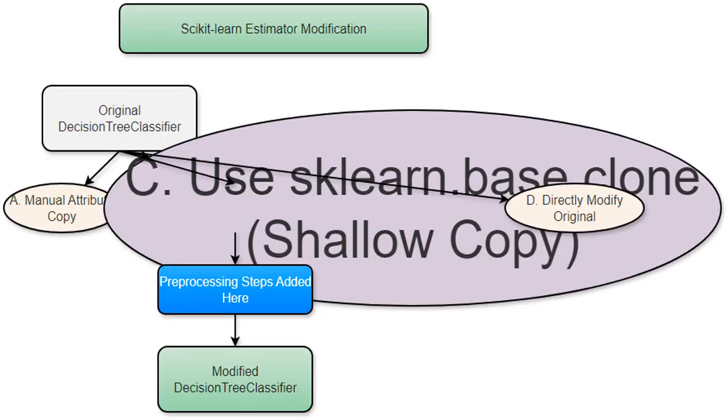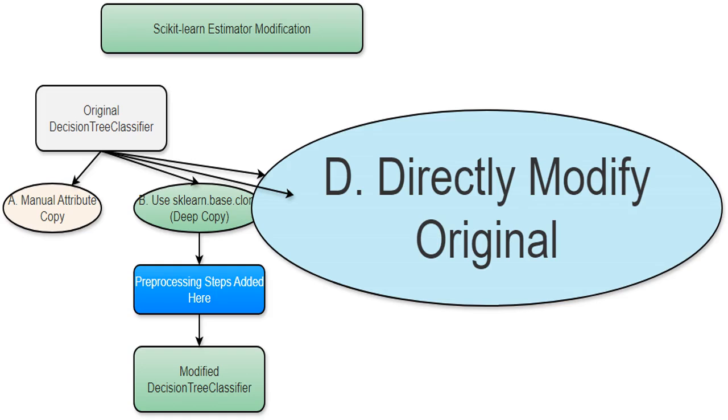This is wrong. A shallow copy is like linking two documents together. Changing one will change the other. So, if I modify the shallow copy, my original DecisionTreeClassifier will also be changed, which I want to avoid. This is bad practice, and something I should absolutely avoid.